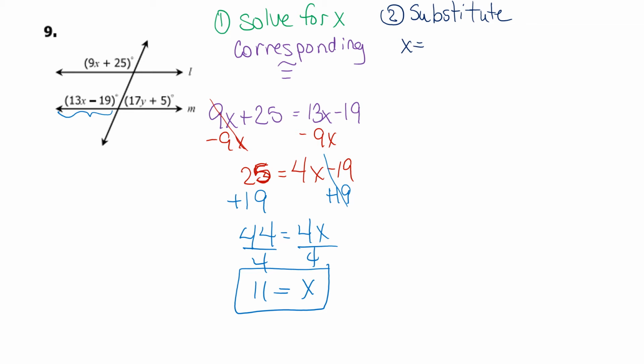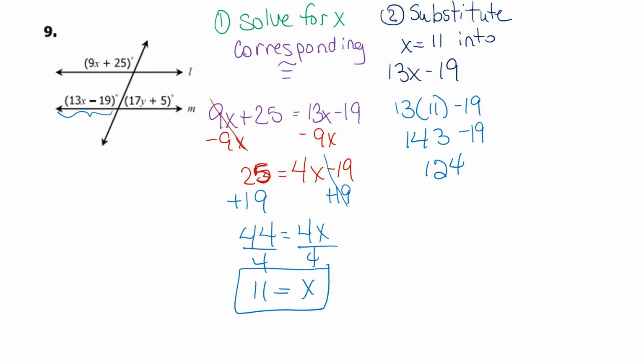x equals 11 into the 13x minus 19. So that's going to look like 13 times 11 minus 19. That will give me 143 minus 19, which ends up equaling 124. So what that measurement does is it gives me the value here, 124.